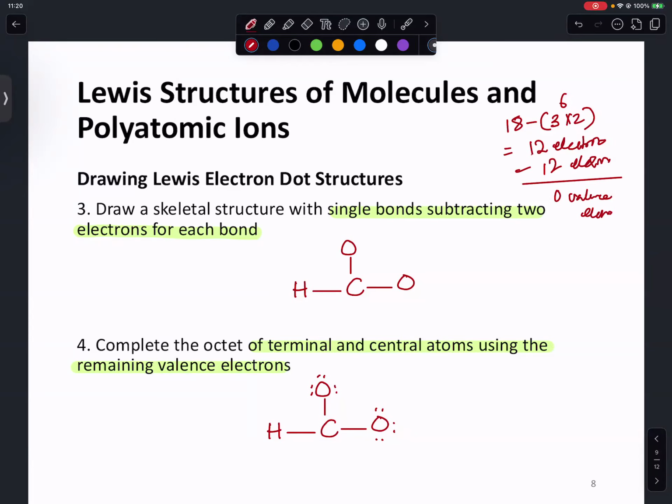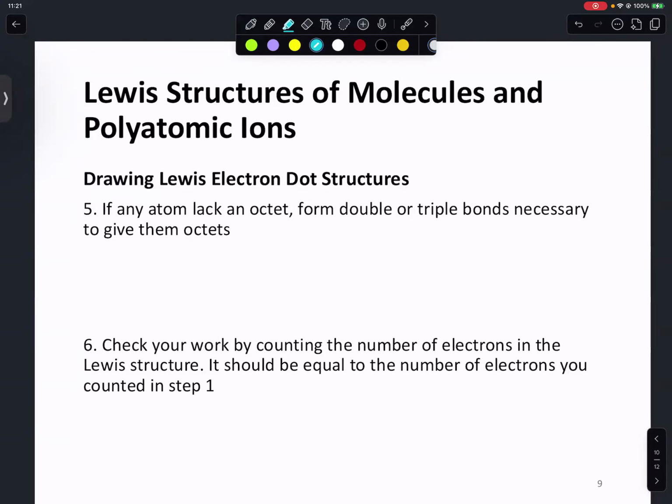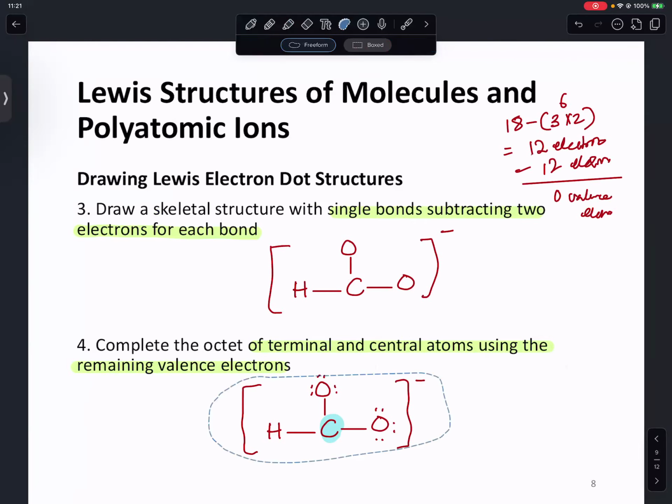Now, if we note right here, carbon has only 6 electrons. I forgot, by the way, to add the brackets and the negative charge for the ion, because it's a polyatomic ion. Now, how can I complete the octet for the carbon? Because it's missing 2. In this case, if it lacks an octet, any atom can donate its lone pair of electrons. So let's go back right here and copy this to the next slide.